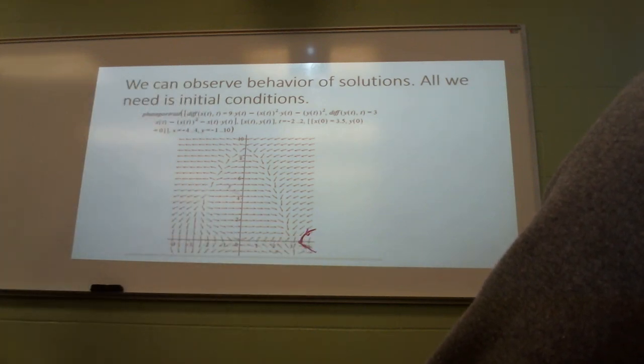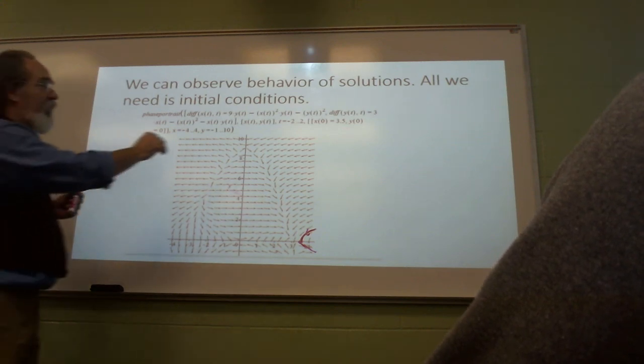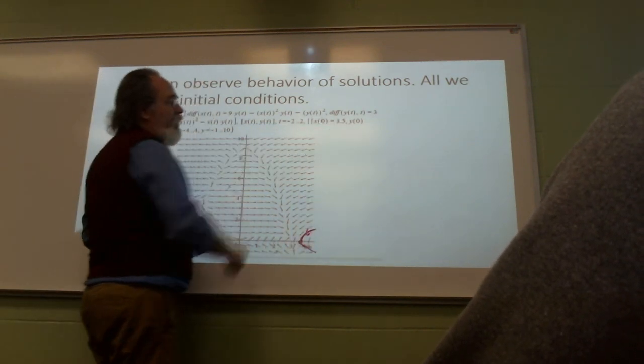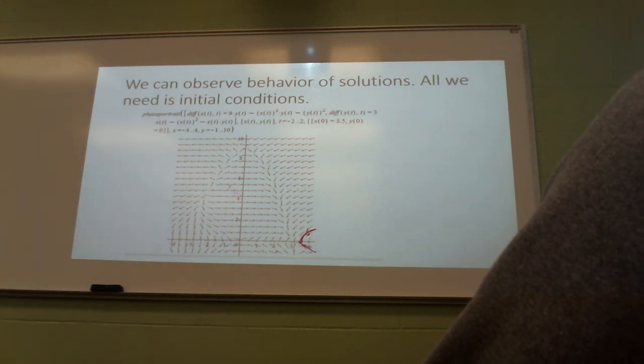So that's a solution near an equilibrium. That's what a solution curve looks like. All I have to do is tell it, what do I care about? Tell me the initial conditions. It will graph me one. Let's do one more.